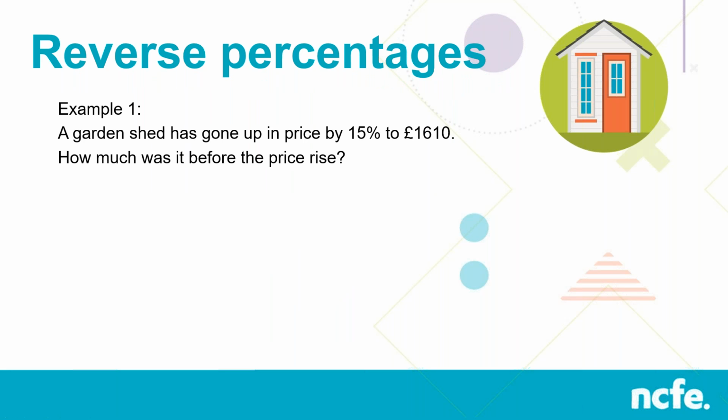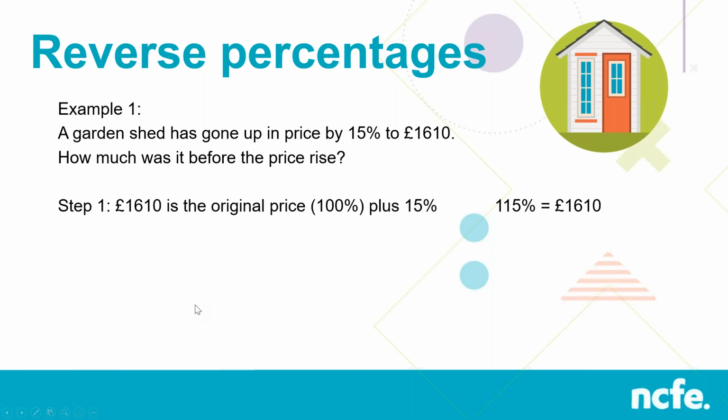So example 1, a garden shed has gone up in price by 15% to £1,610. How much was it before the price rise? So our first step is Poo, percentage of original. £1,610 is the original price, 100% plus 15%. So as a percentage of original, £1,610 is 115%.